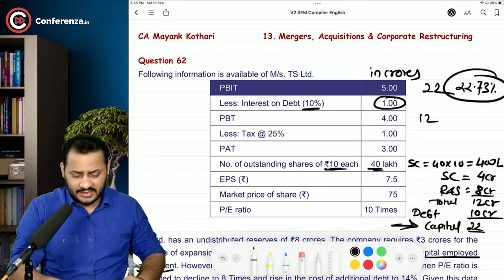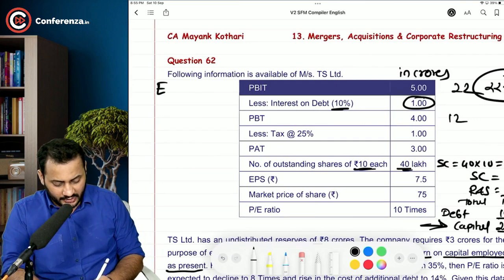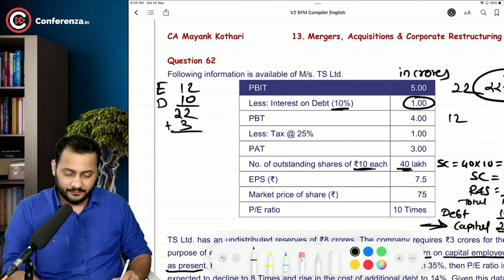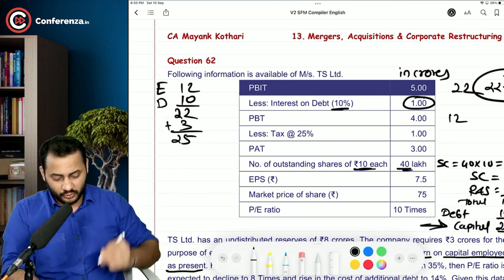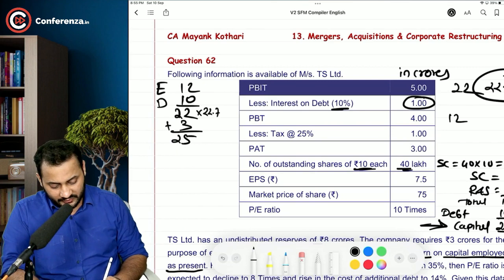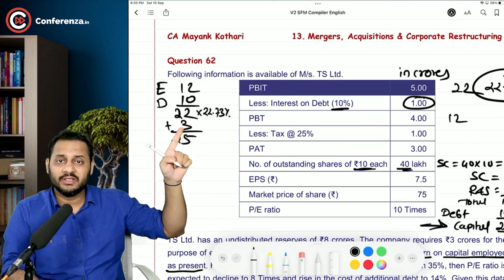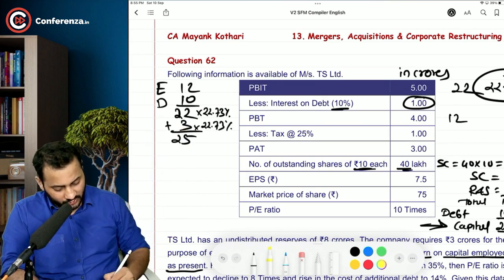Now the question says that right now we have 22 crore in capital. I will just show you. Equity is 12 crore, debt is 10 crore. So right now we have 22 crore of capital plus 3 crore is required. So the total capital after that will be 25 crore rupees. Right now on 22 crore we are earning 22.73%, and the question says that the same percentage of earning will be there on the 3 crore as well, 22.73%.